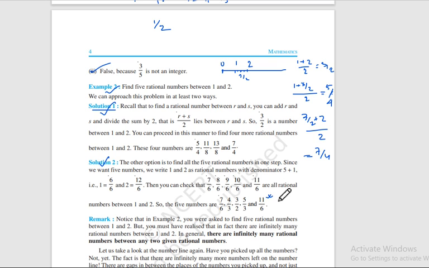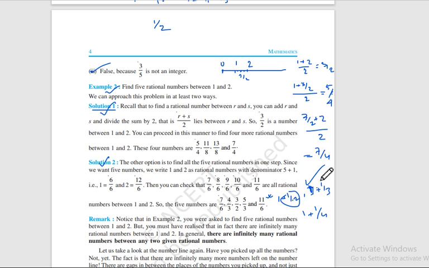Also, another simple way is you can do 1 plus 1 by 2, 1 plus 1 by 3, 1 plus 1 by 4, and all these numbers will lie between 1 and 2, and they will be rational numbers. Why? Because what I am adding is less than 1: a half, a third, a quarter. So it will never be 2. 1 plus 1 is 2, but I am adding 1 plus some small number smaller than 1. So it will always lie between 1 and 2.